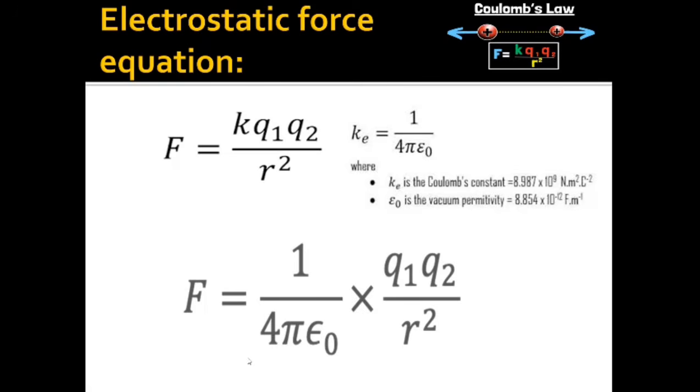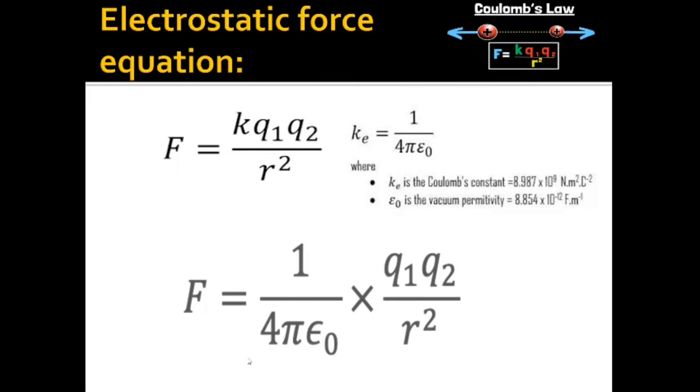Now, F is equal to K Q1 Q2 over r squared. The question is, what is K? I told you that K is Coulomb's constant and is given as a value 1 over 4 pi epsilon naught. I said epsilon naught. I didn't say E naught. Epsilon naught. And what is that epsilon naught? Is the permittivity of vacuum. The permittivity of vacuum. The value is also given here, 8.854 times 10 raised to the power minus 12.